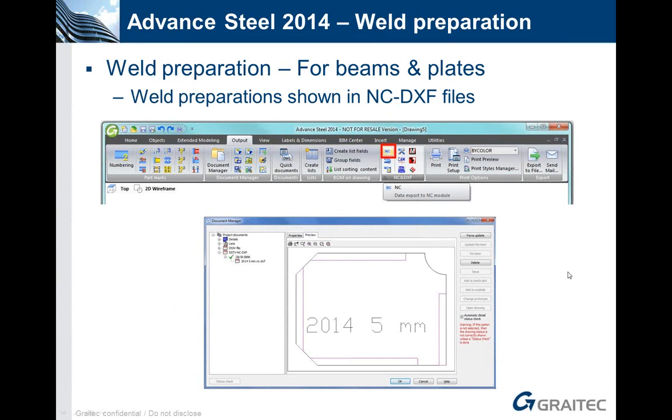For the weld preparation on the plates, a new possibility is to get them also in NC.dxf file that some of our users are using to send the data to the machines at the workshop. So you see an example here. Just press the NC.dxf button to get these files, and you can see the result in what we call the document manager in Advanced Steel, where you really see in the DXF file all the description for the weld preparation, which can be straight and which can be curved also.